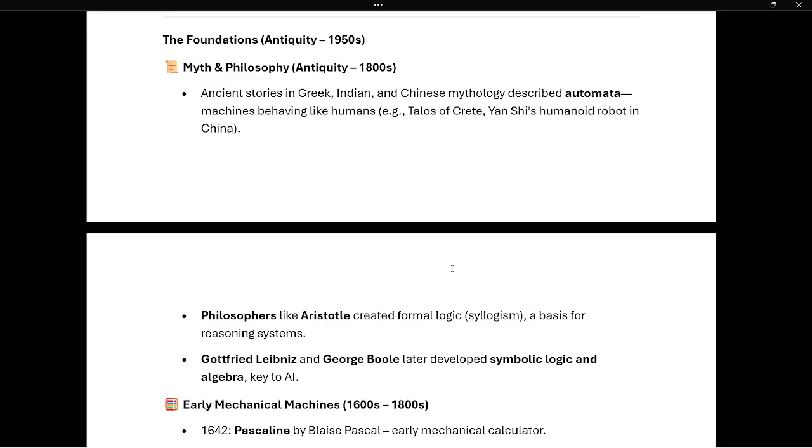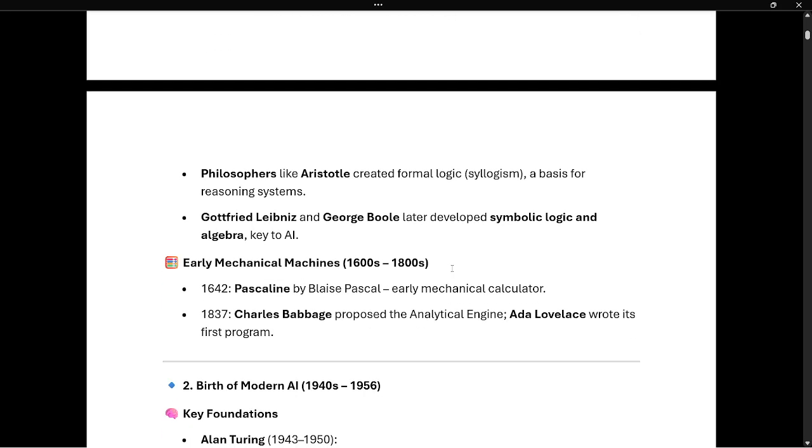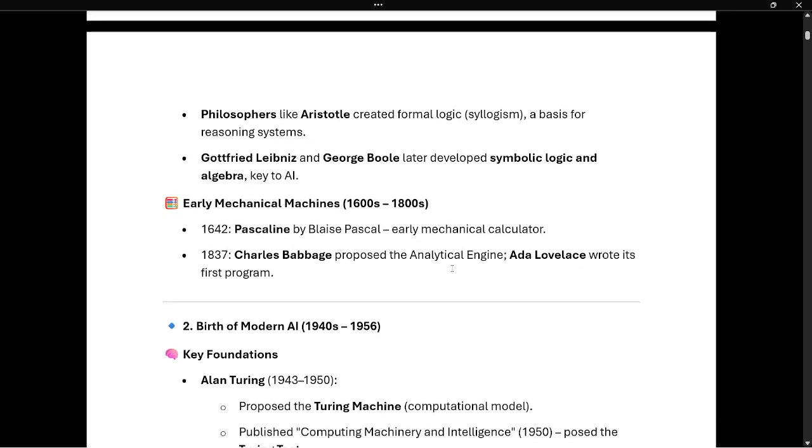Gottfried Leibniz and George Boole later developed symbolic logic and algebra, key to AI. Then we have early mechanical machines like Pascal's calculator and Charles Babbage's mechanical calculator and analytical engine. Ada wrote the first program basically.